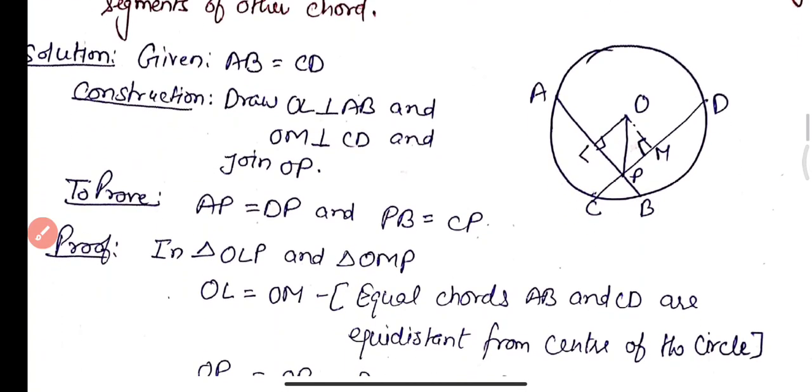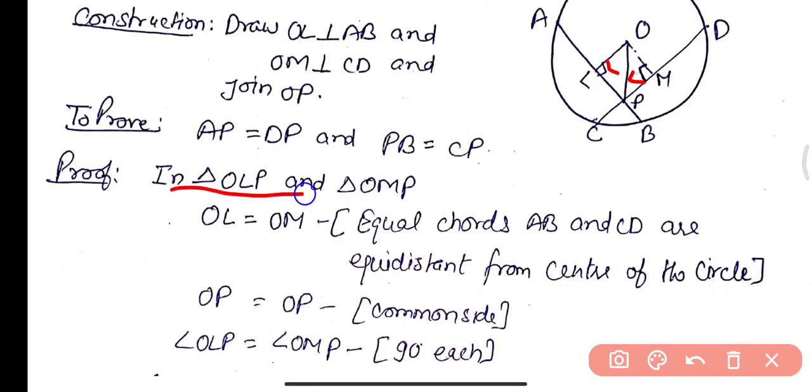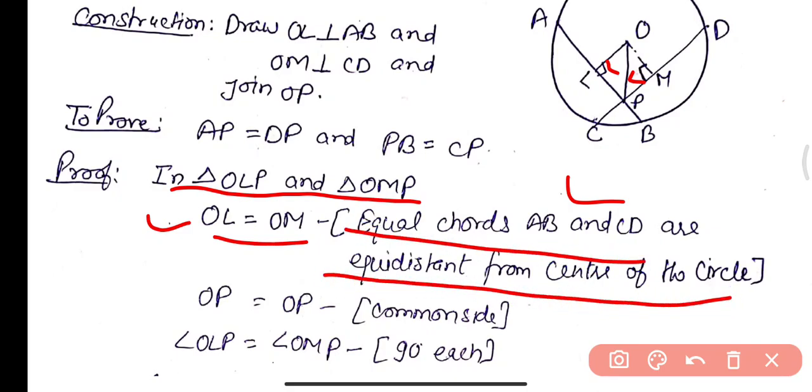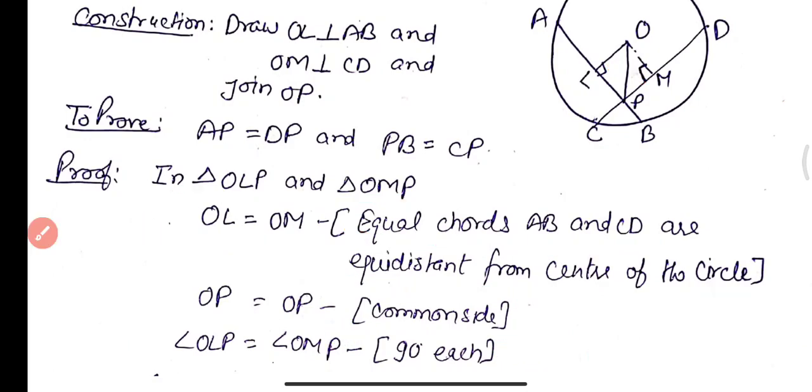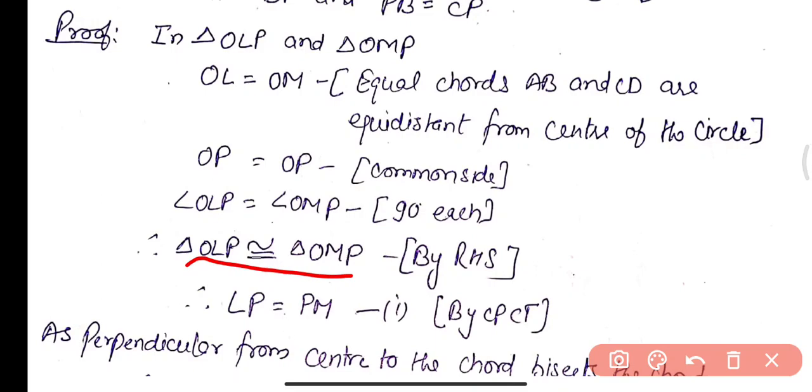So now we have two triangles, that is triangle OLP and similarly triangle OMP. In triangles OLP and OMP we have OL equals OM, since equal chords AB and CD are equidistant from the center of the circle, that is theorem number 3. OP is the common side, and angle OLP equals angle OMP, that is 90 degrees each by construction.